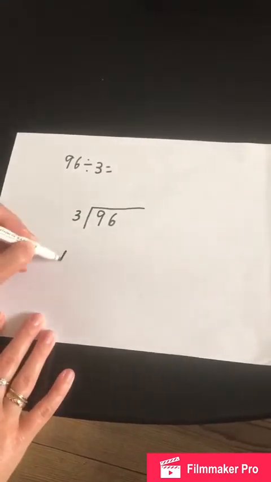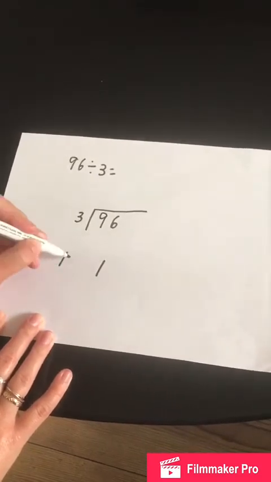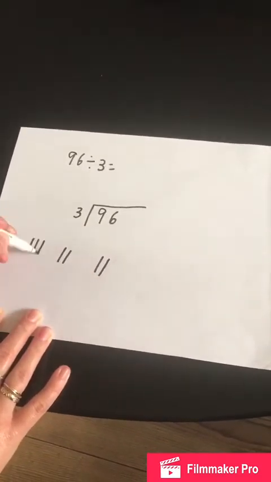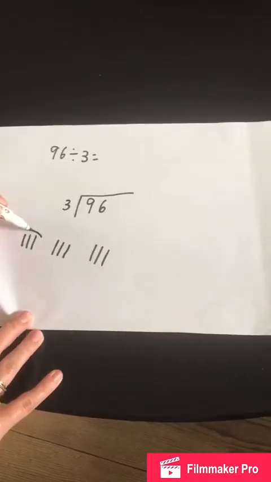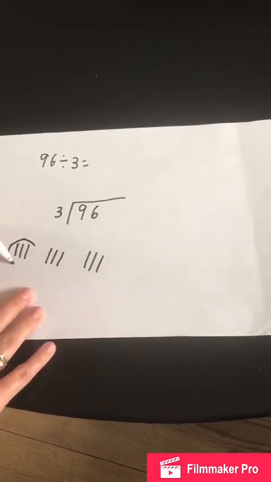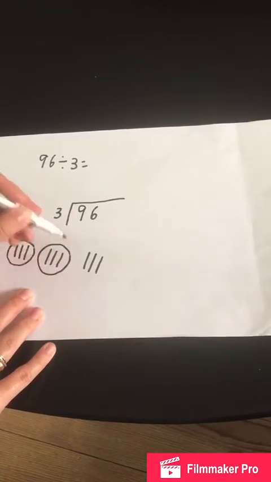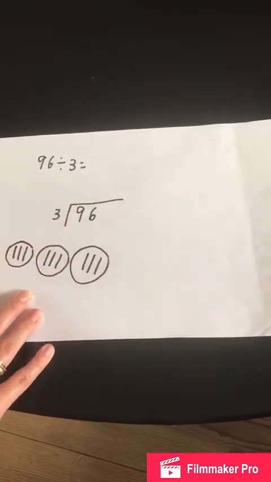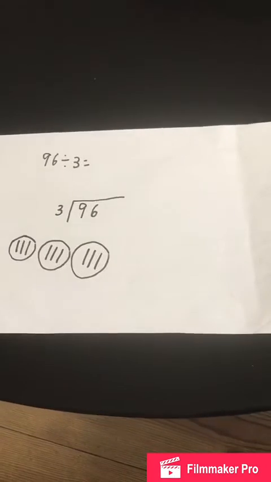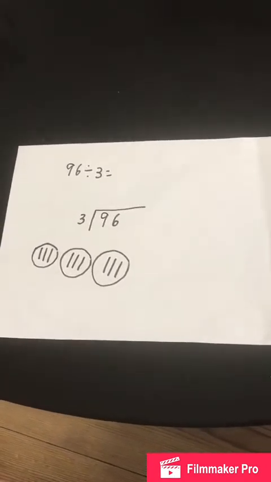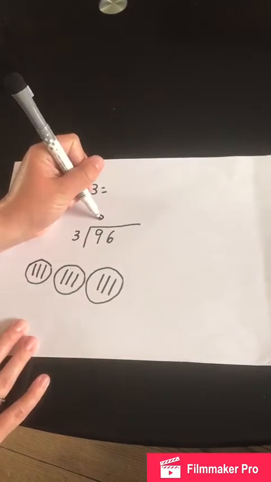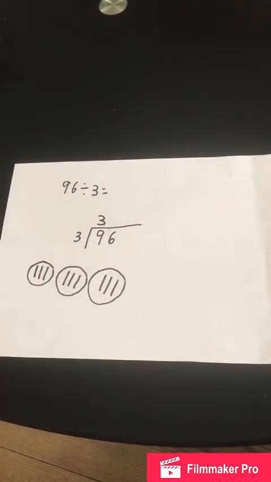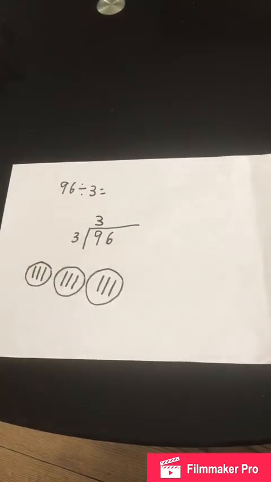1, 2, 3, 4, 5, 6, 7, 8, 9. And you can see that each of my groups has 3 tens in it, or 3s in it. So I'm going to write the answer to that. So the answer to 9 split into 3 groups goes up here. So I've got 3 tens. And now I need to move on to my ones.